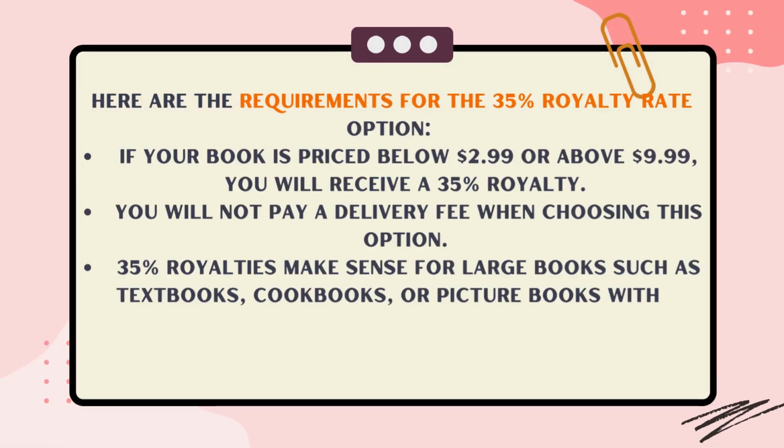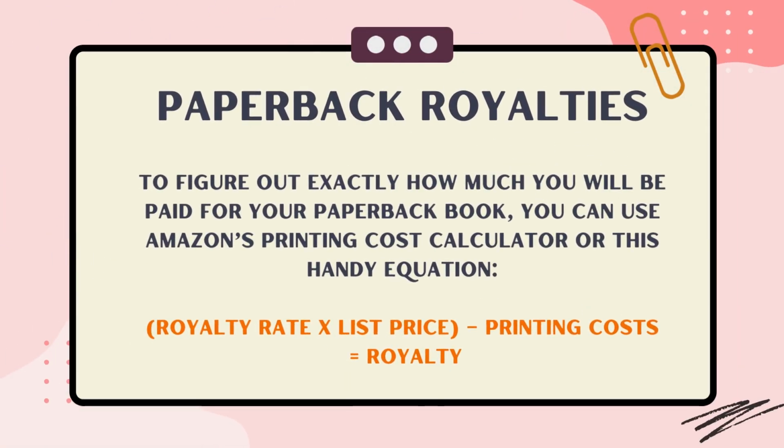Same goes for the 35% royalty rate. There are requirements for this rate. For the paperback royalty, the royalty structure is different. KDP offers a fixed 60% royalty rate on paperbacks sold on Amazon. Amazon will then subtract the printing cost from your royalty, which depends on page count, ink type, and the Amazon marketplace your paperback was ordered from.